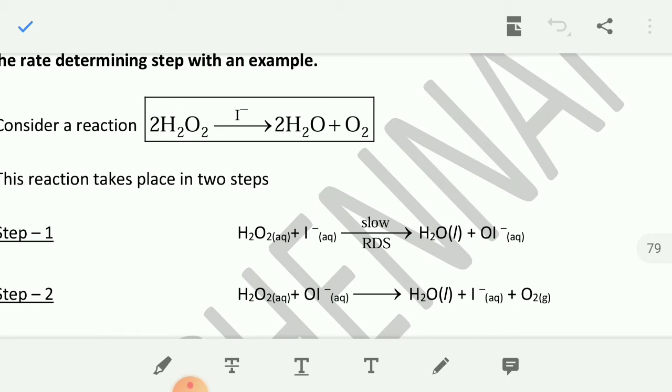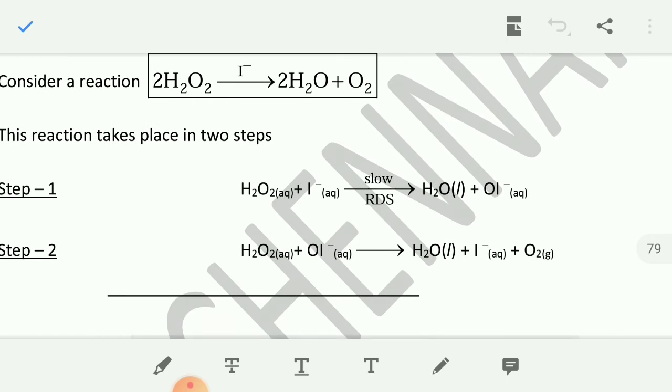Slow means, for example, rusting of iron. Some reactions occur fast, like salt analysis. You already did salt analysis in the 11th standard practical to identify the basic radical and acid radical. We can identify the acid radical very fast, so it can occur very fast.